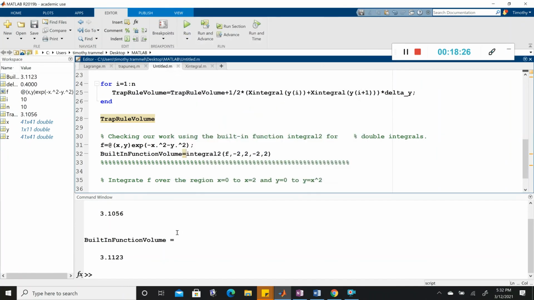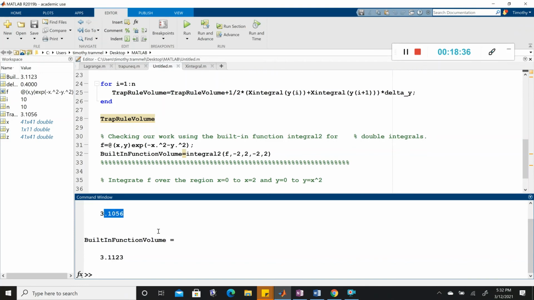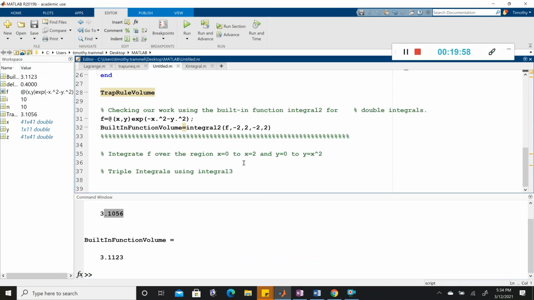Okay, and they're pretty close. Even though we only used 10 subintervals for our trapezoid rule, and we could have used a lot more, we're pretty accurate. The next thing I want to show you is that we can also use integral2 to integrate over regions that are not rectangular. So I'm going to assign this the variable name not rectangular, meaning a not rectangular region.